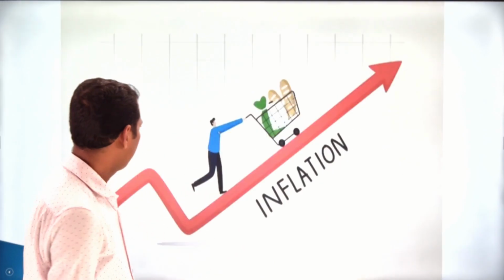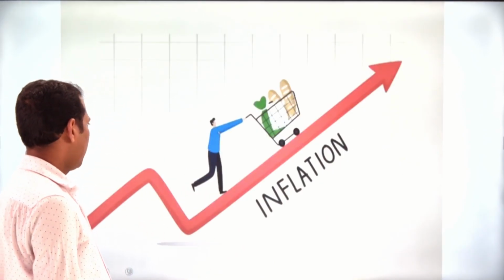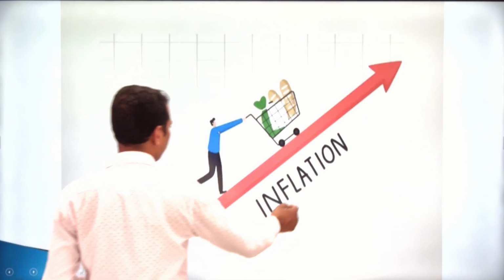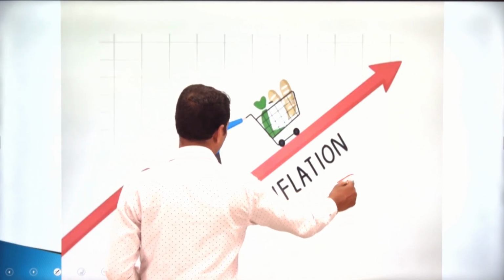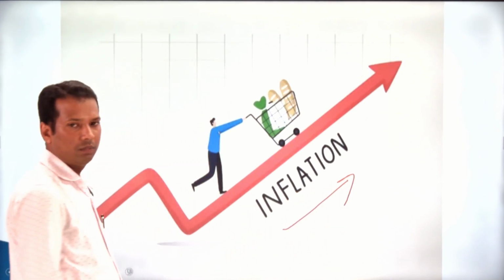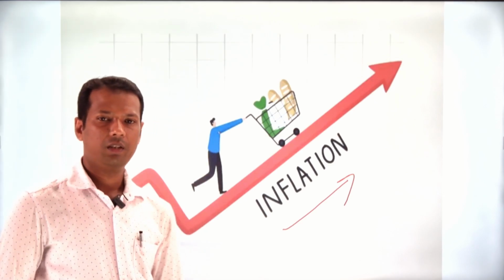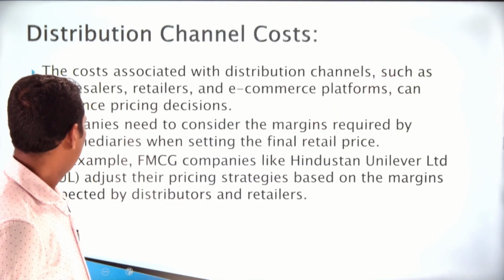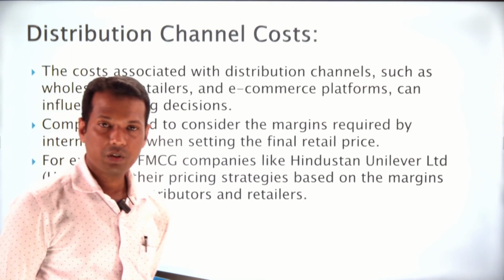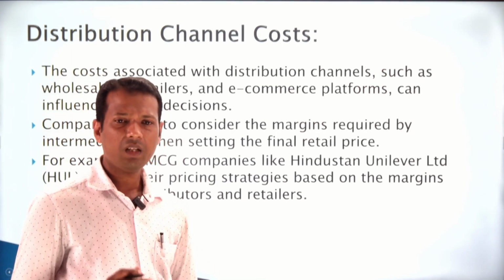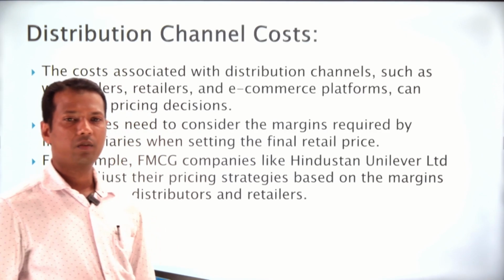Okay, what happens during inflation? When there is inflation, the prices go up. Okay, the prices go up in case of inflation. Now, various kinds of distribution channel costs. Okay, what are the costs which are associated with distribution?